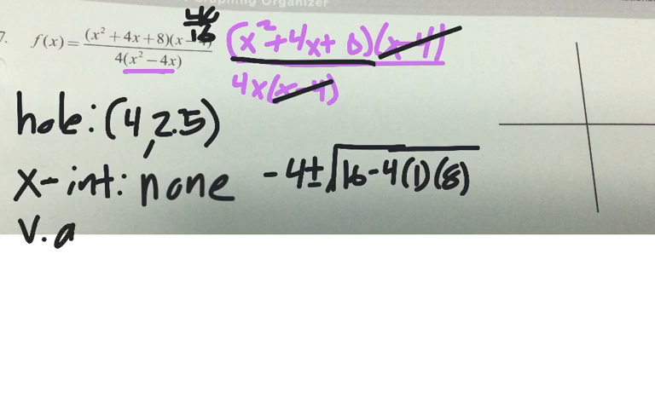Okay? Vertical asymptote. Because this canceled, that's going to be a hole. So here's going to be the vertical asymptote. I could set 4x equal to 0 and solve it. So x equals 0 is my vertical asymptote.